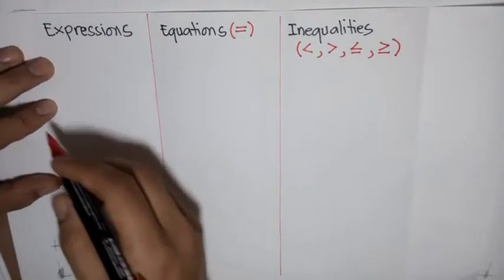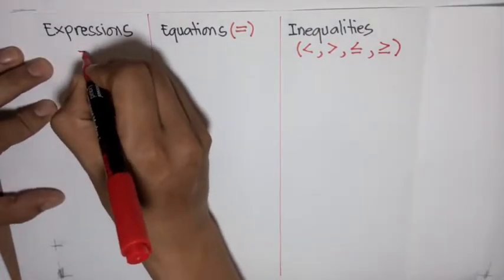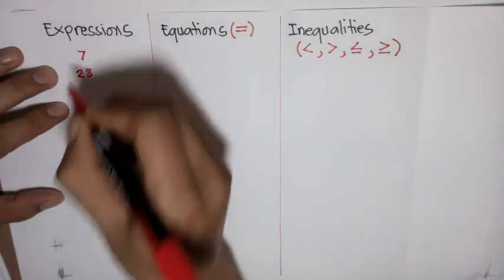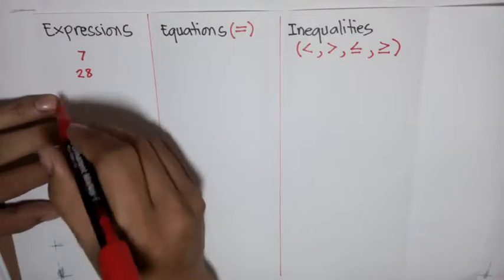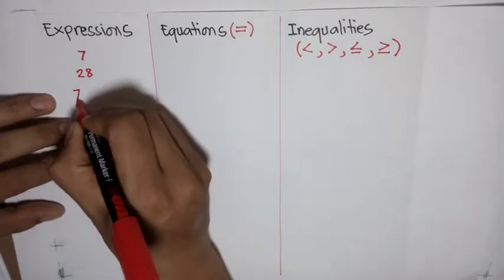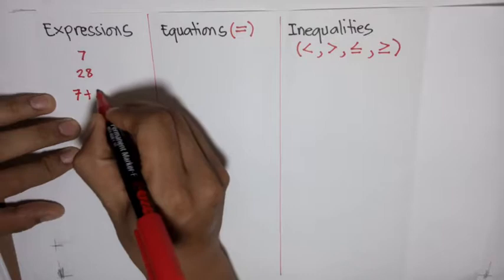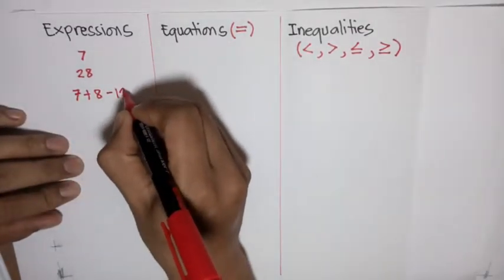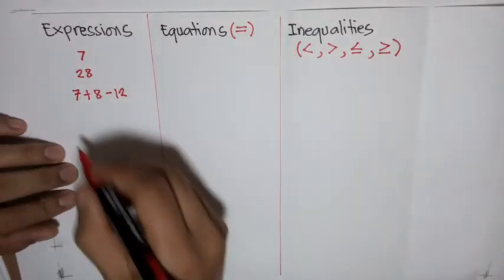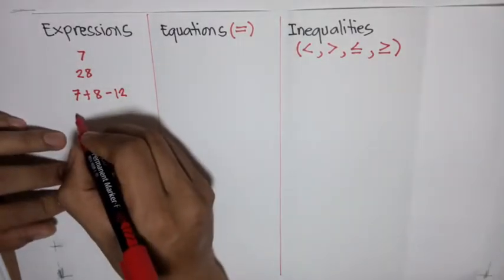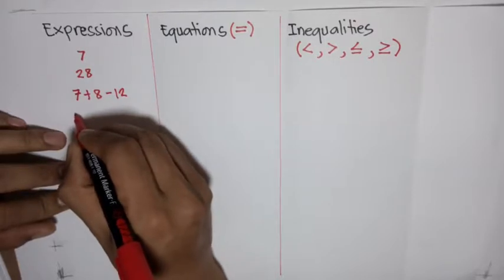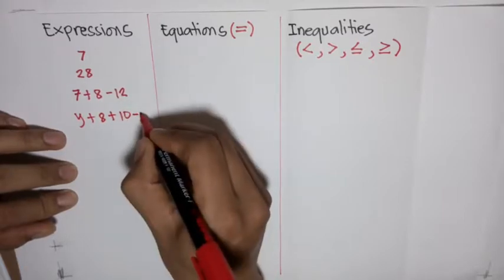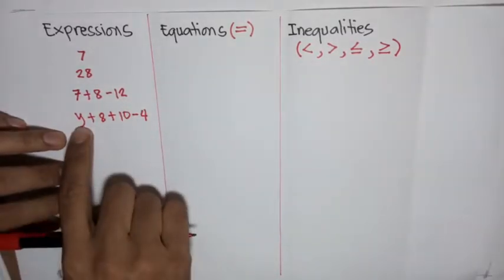Example, we have any number, 7. 7 is an expression. 9 is also an expression. 7 plus 8 is an expression. Or minus 12 is also an expression. How about symbols? Also any symbol or letter. So, shall we say, y plus 8 plus 10 minus 4. This one is also an expression.